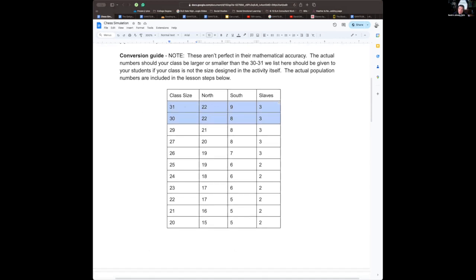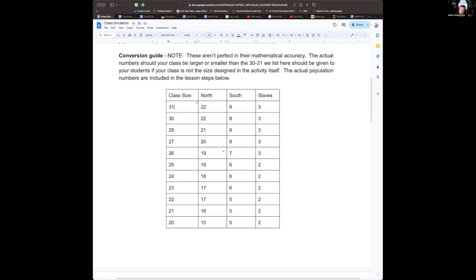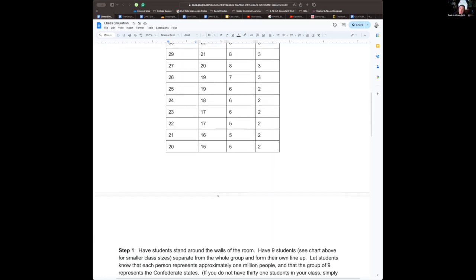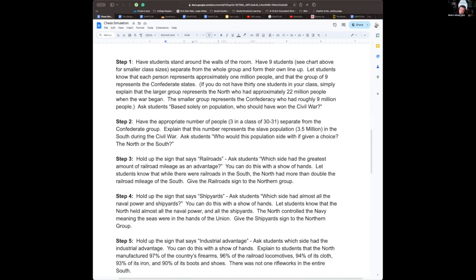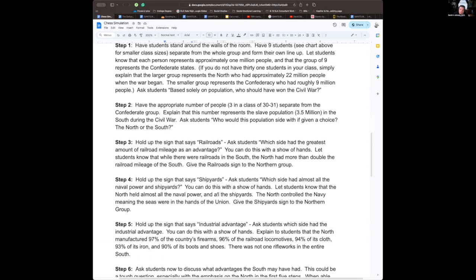So if you've got a class size of 31, which believe it or not, I had class sizes higher than that my last couple of years of teaching in particular, 22 of those students are going to be the North, nine of them are going to represent the South, and three of them are going to represent slaves. So, depending on the size of your class, anywhere between 20 and 31, we've got your back with this conversion chart that shows how many students you need in each avenue. And then we have you break the kids up based off of whether they're the North, the South, or slaves.